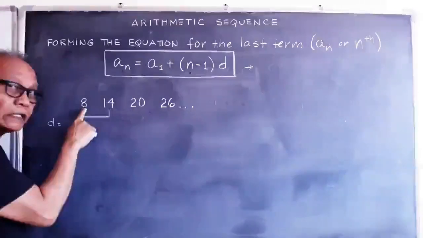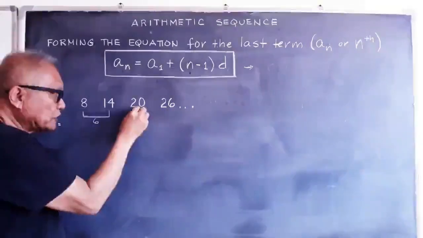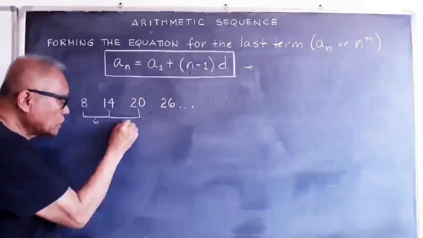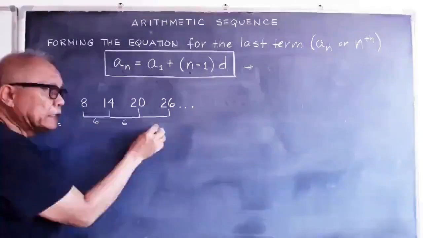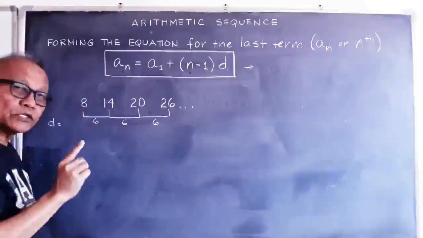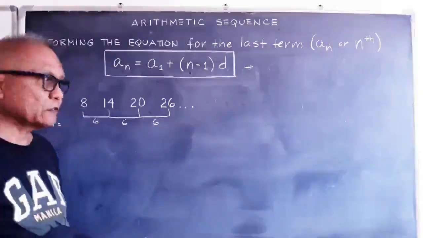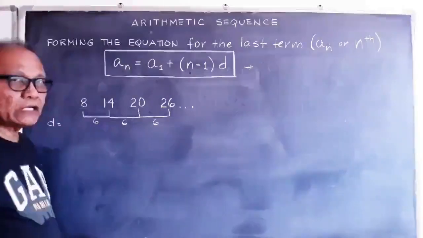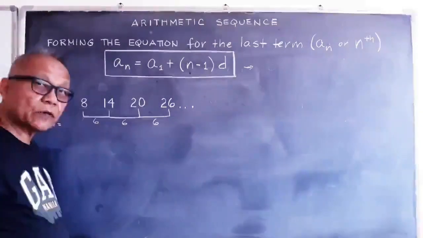14 minus 8 is 6. If you subtract 14 from 20, 20 minus 14 is also 6. If you subtract 20 from 26, 26 minus 20 is also 6. Now you see that the difference is constant. It does not change. If it is not 6, 7, 8, that would be a different sequence. It is called a quadratic sequence.